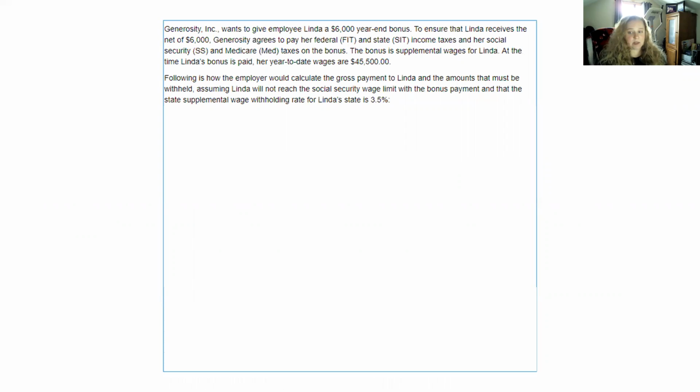So Generosity Inc. wants to give an employee, and I can't see the top of my screen because there's a little thing in front of it from Zoom. So I don't actually know what that says. Do you want me to read it?